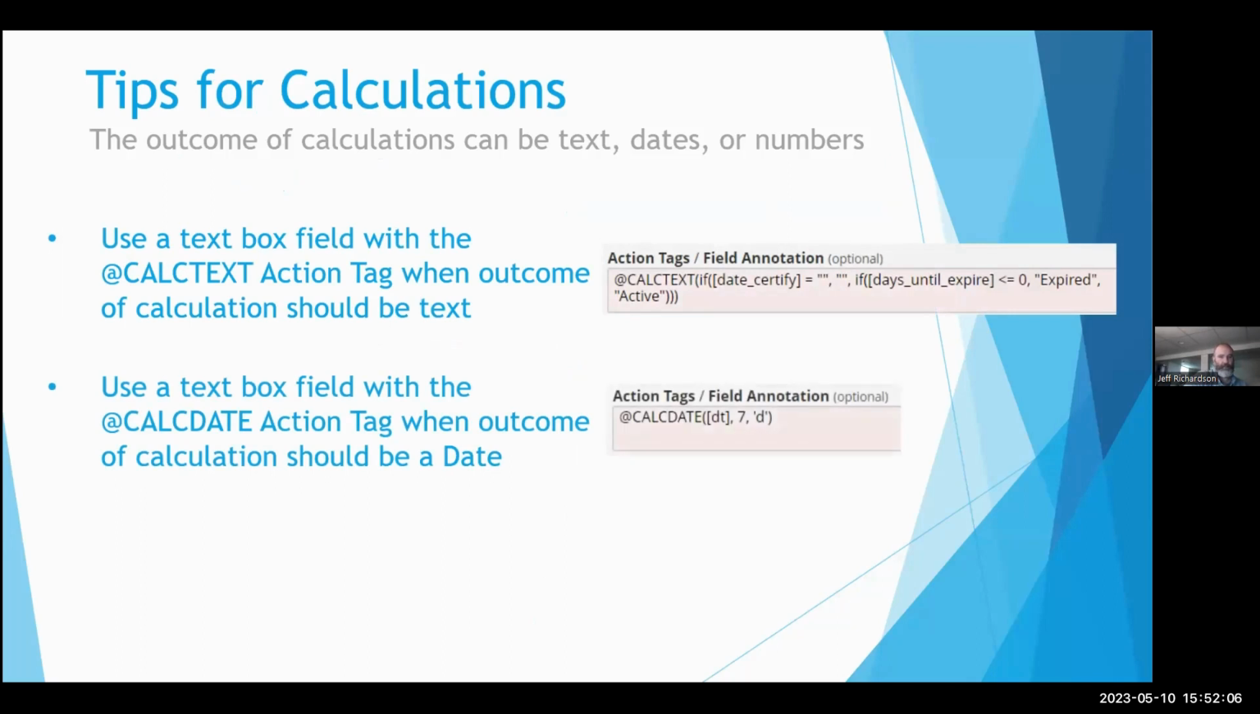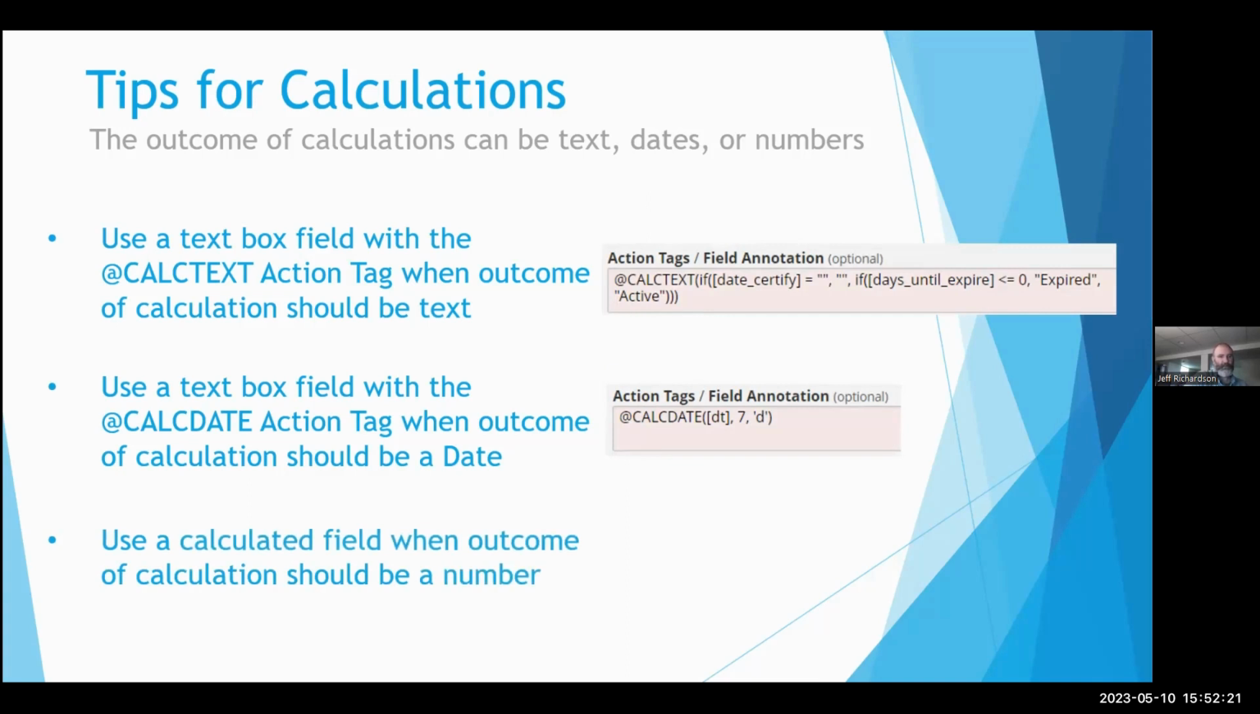So that's going to calculate a date 7 days in the future. If you put -7, it would be 7 days in the past. If you put 7 and then it changed the D to a Y, that would be 7 years in the future. And when the outcome is a number, go ahead and just use the REDCap calculated field type. And here's an example of converting inches to centimeters.